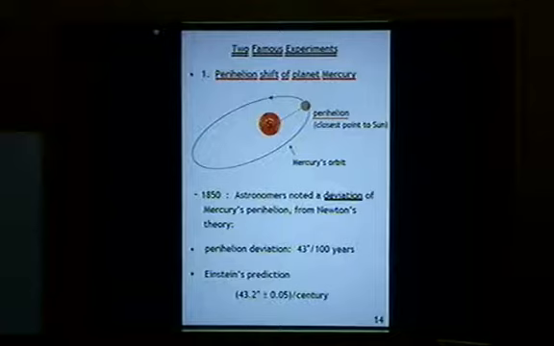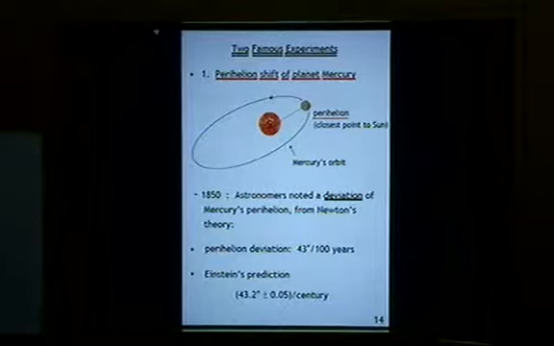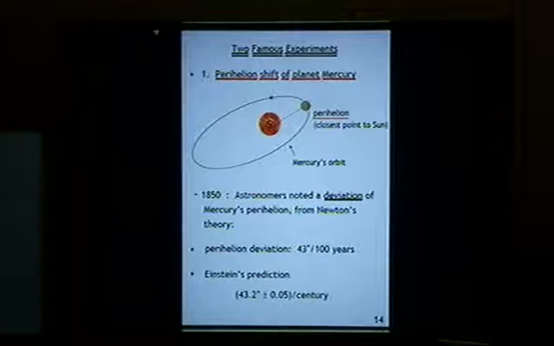Okay, now two famous experiments. Of course, we just talked about the perihelion shift of Mercury. The perihelion is the closest point to the Sun, and in 1850 they noted that deviation. The perihelion deviation, as I said before, was 43 seconds of arc per century. And when Einstein wrote down his theory and made the calculation, it was 43.2 seconds plus or minus 0.05 per century. That's pretty close. Really pretty close, okay?